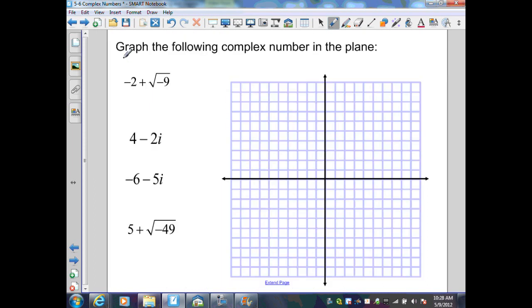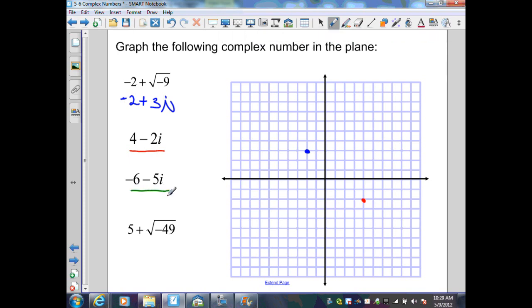Here we want to graph the following complex numbers on this complex number plane. My first one is negative 2 plus the square root of negative 9. I first need to simplify this into my complex number form. Negative 2 plus the square root of 9, which is 3. The square root of a negative 1 is i. Now I can graph. My real part is negative 2. And my imaginary part is positive, so it's 1, 2, 3. Negative 2 plus 3i. Next, I want to graph 4 minus 2i. So a positive 4, 1, 2, 3, 4, and down 1, 2. 4 minus 2i.